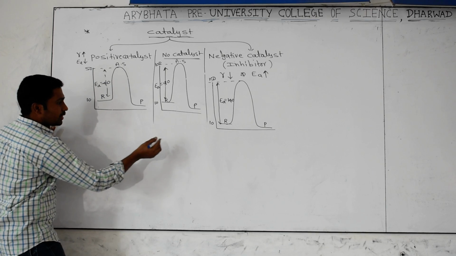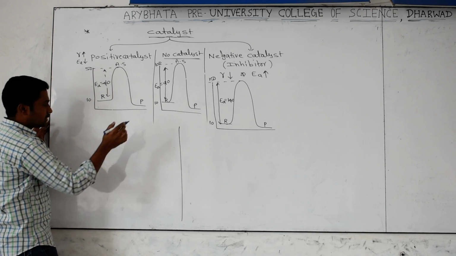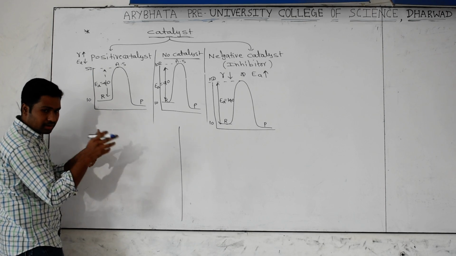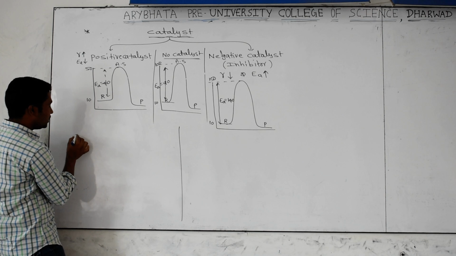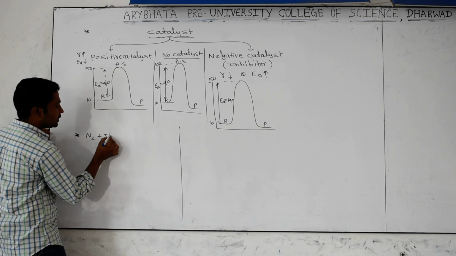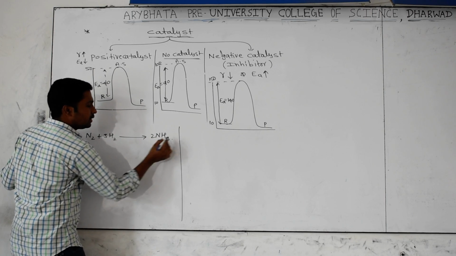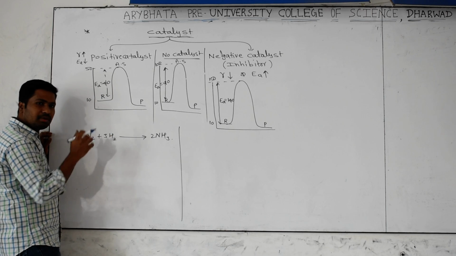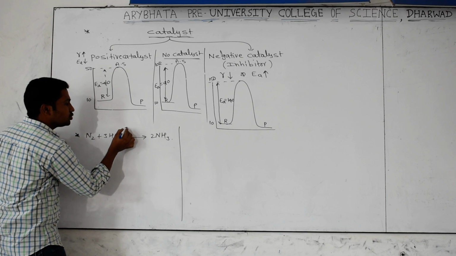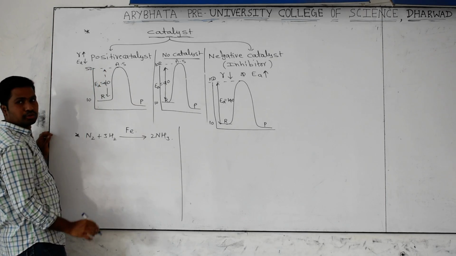Now I will give you some examples for a positive catalyst reaction and a negative catalyst reaction. See, the JEE Mains exam, in both online sessions, asked these questions. Positive catalyst: you take N2 plus 3H2 gives 2NH3. If you take it like this, the reaction will go, but very slowly. To improve that speed, we have to use a catalyst, which is iron, acting as a positive catalyst.